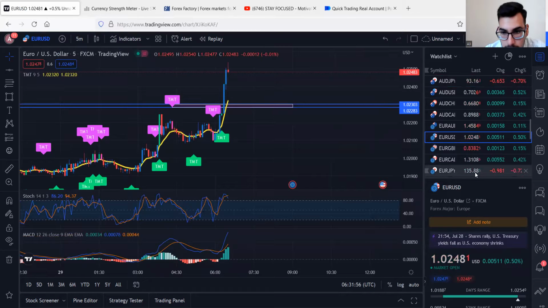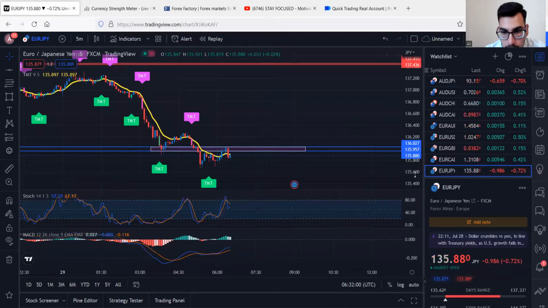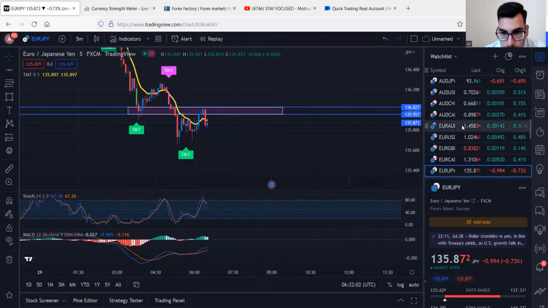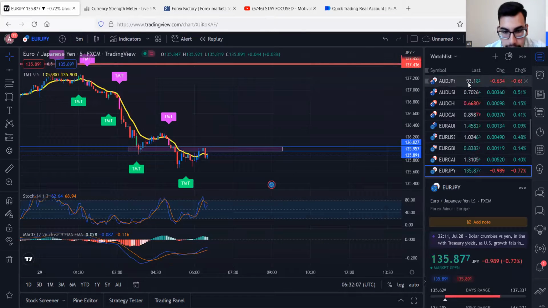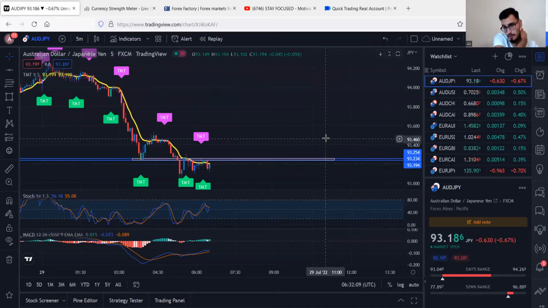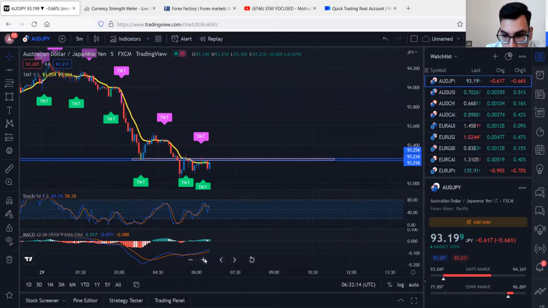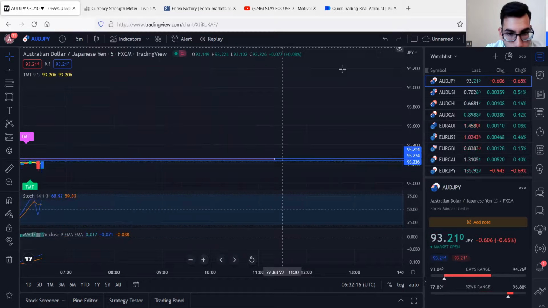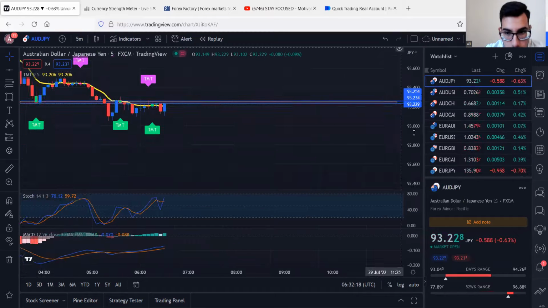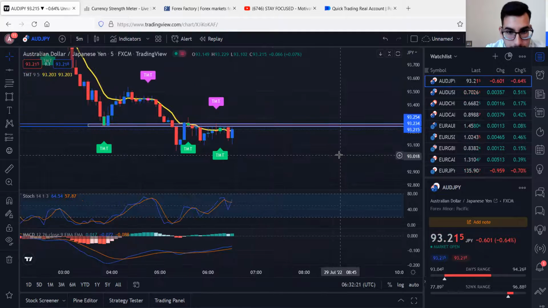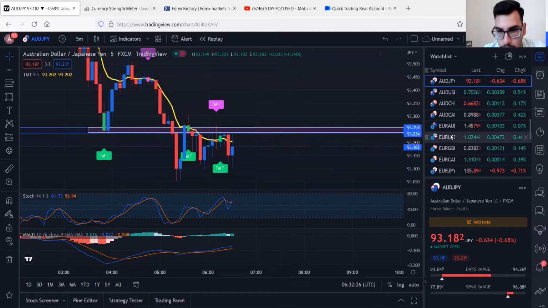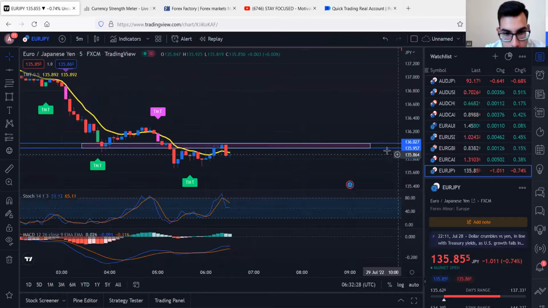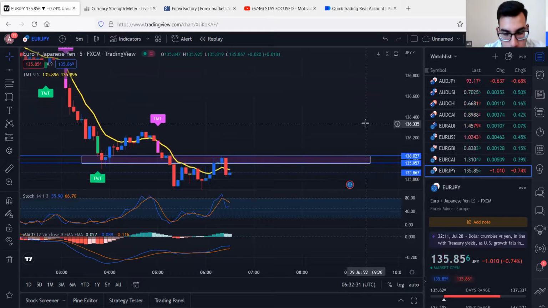Let's look at Euro JPY. So, ladies and gentlemen, for now I would just look at Euro JPY and AUD JPY. I tried looking at other currency pairs, but there is nothing, which is unfortunate. Look at this. AUD JPY almost hit my area, but you can still technically count it as a hit because it was literally 2-3 points away.